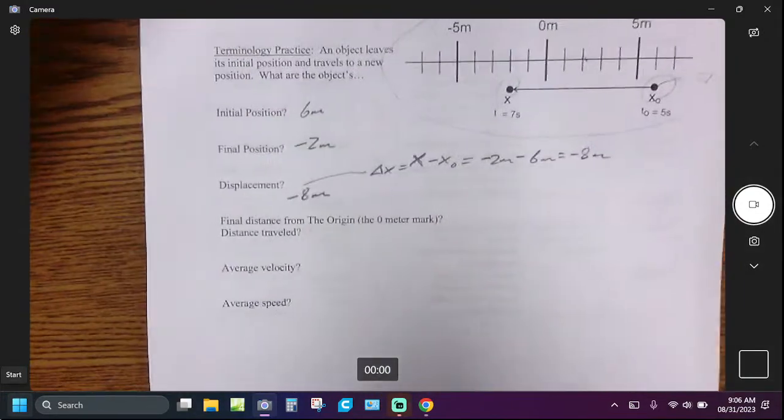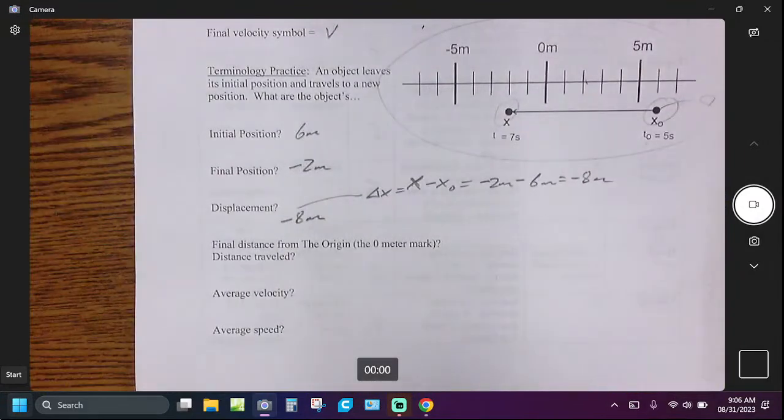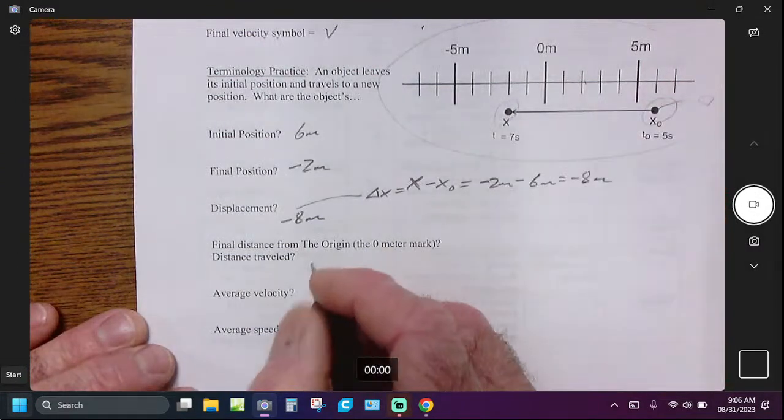Final distance from the origin, distance from the 0 mark. Is it 2 or negative 2? 2, because distance is always positive.